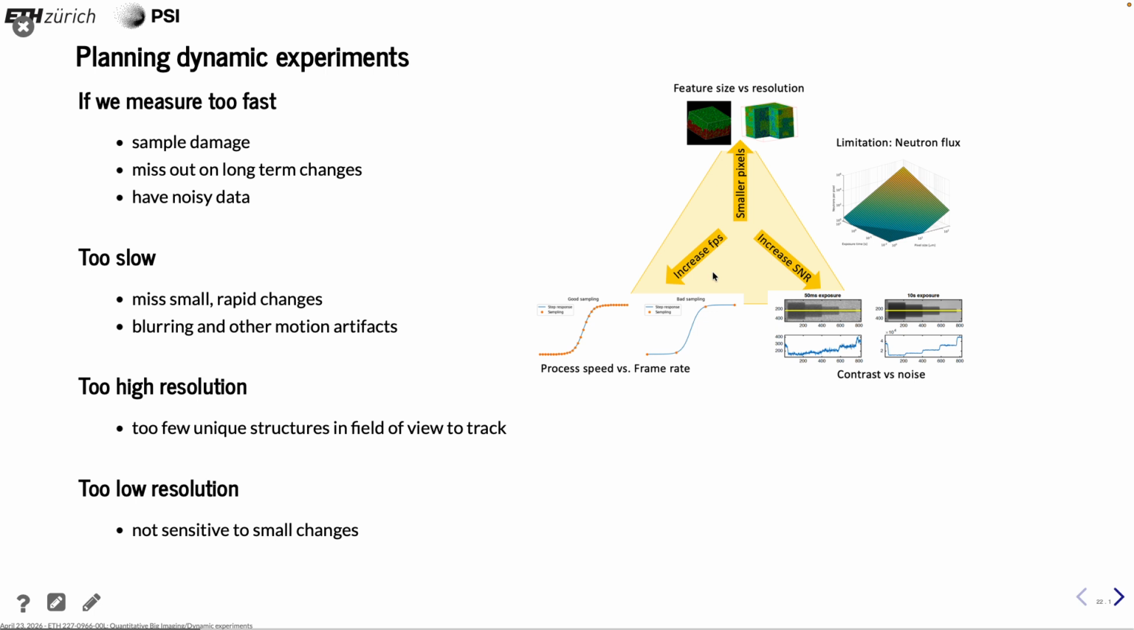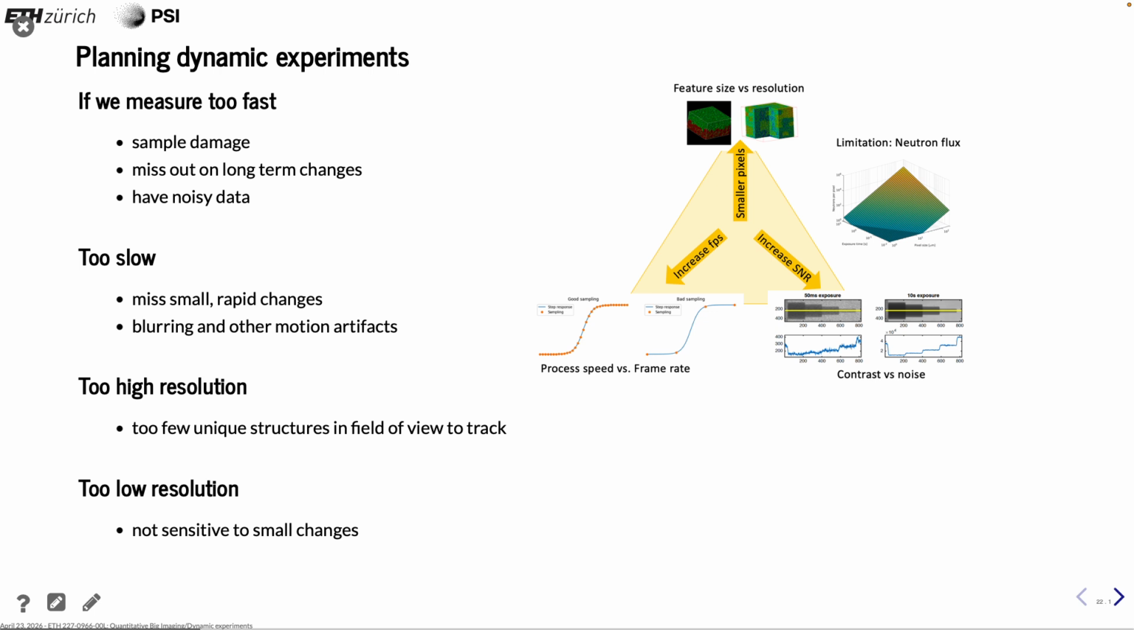So in principle, if we measure too fast, we may have sample damage. We may miss long-term changes, because if we measure fast, we produce so much data that it's not possible to handle it. And the data usually are also more noisy. If we measure too slow, then we may miss small and rapid changes. Also, there are blurring and motion artifacts if things move too fast compared to the frame rate.